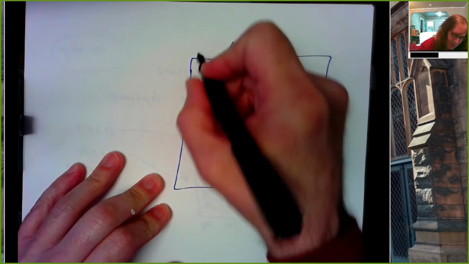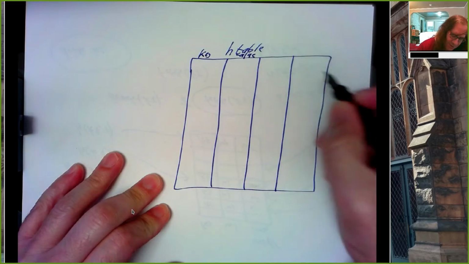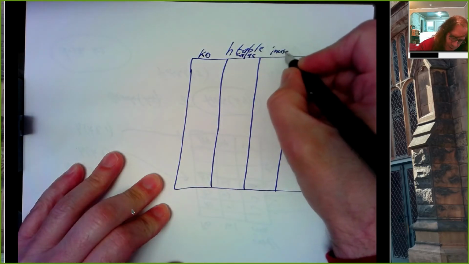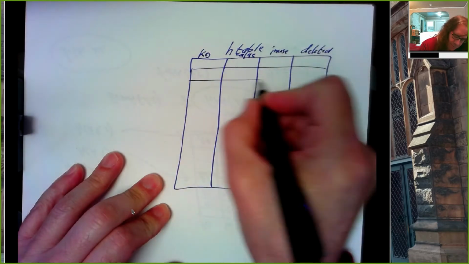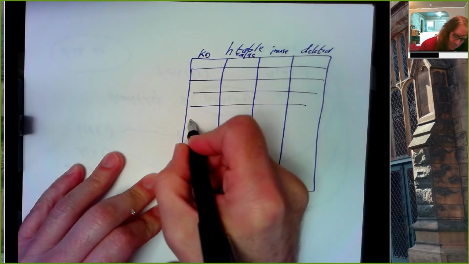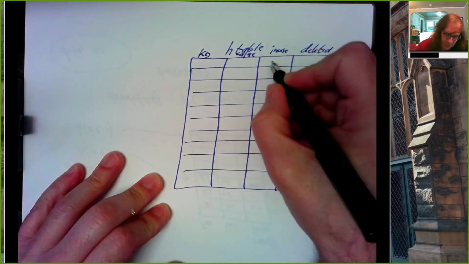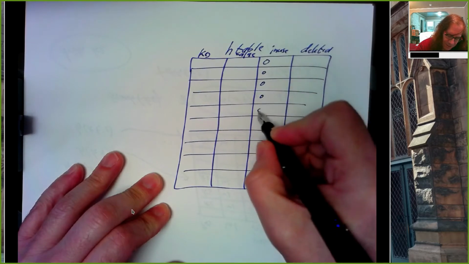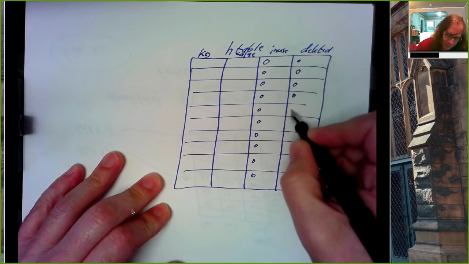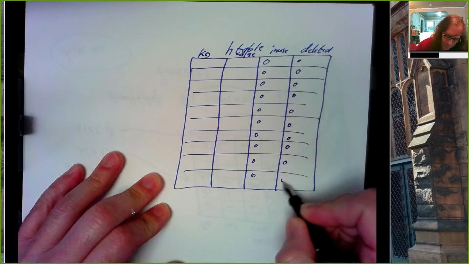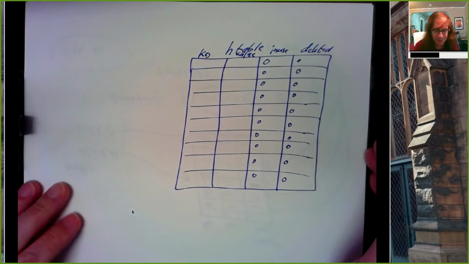I never leave space for headings. So here's our key. Here's our value. Here's our in use. Here's our deleted. So all the in-use flags start off at 0. All the deleted flags start off at 0. That's not strictly necessary, but just to make it cleaner.